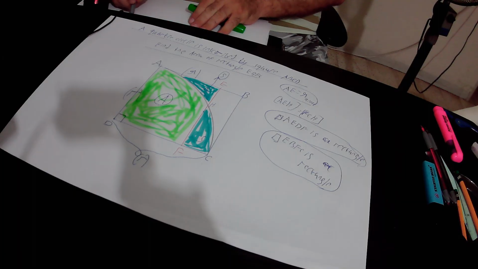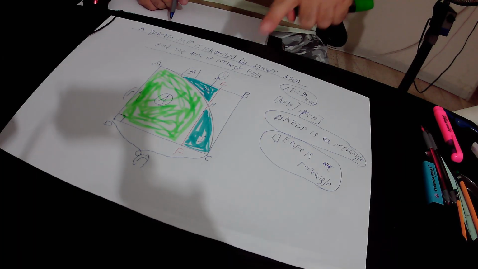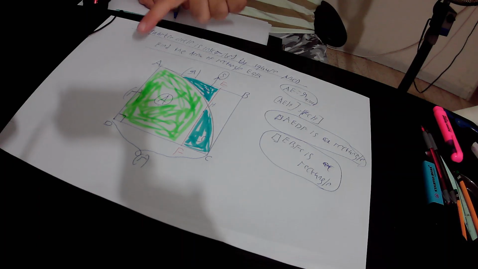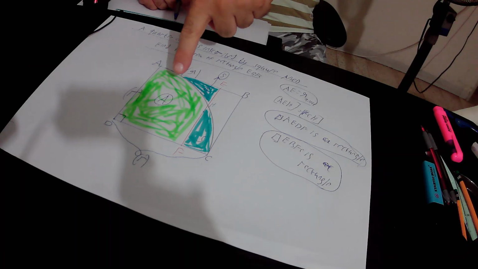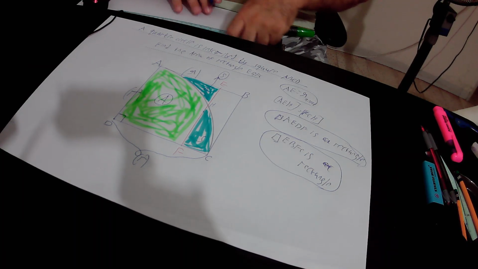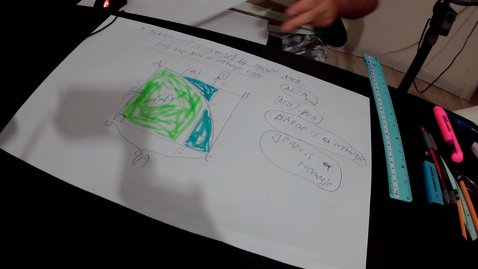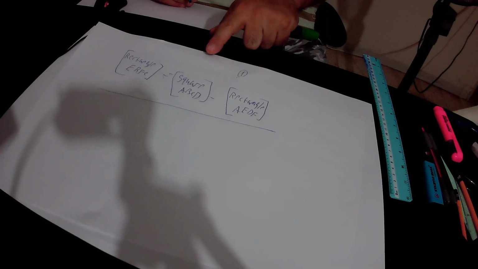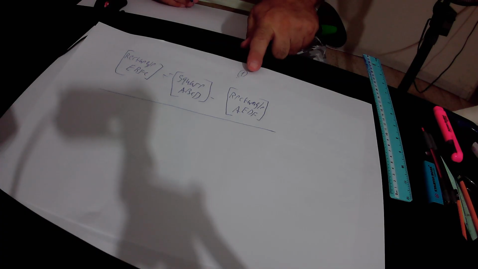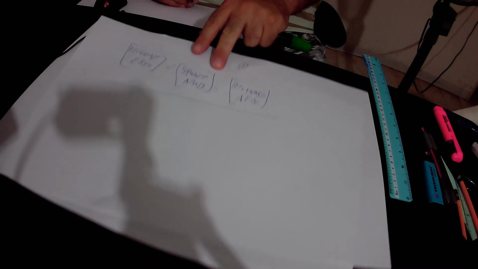And again, the area of this rectangle EBFC must be equal to the area of the big square ABCD minus the area of this rectangle AEDF. Repeat again, the area that we're looking for, the area of rectangle EBFC, is equal to the area of the big square ABCD minus the area of rectangle AEDF.